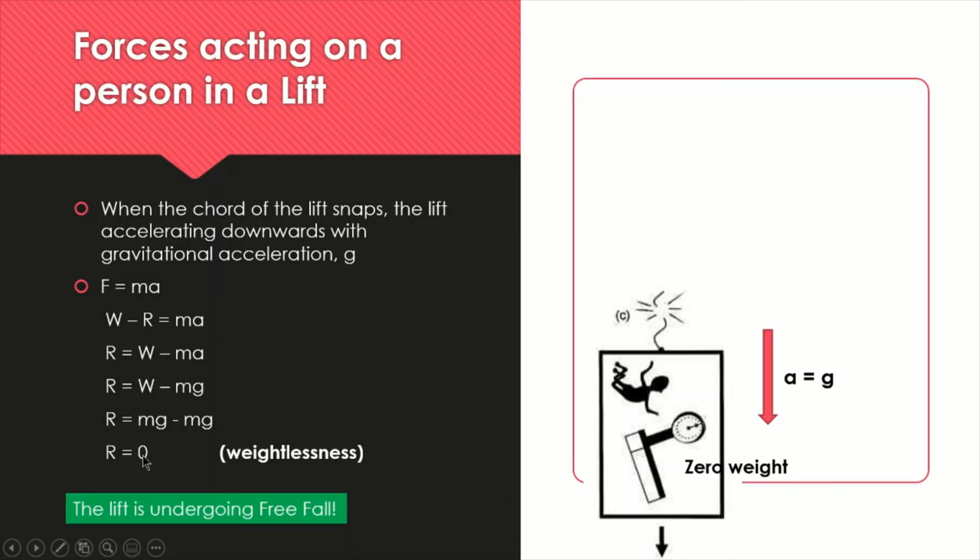So what does it mean? That means the reading of the weighing scale is 0. The reading of the weighing scale shows the weight, right? So this scenario is called weightlessness. The lift is undergoing free fall. So this scenario tells us that if a person is falling under free fall, under the pull of gravity only, the person will experience weightlessness. Zero weight, no weight at all.